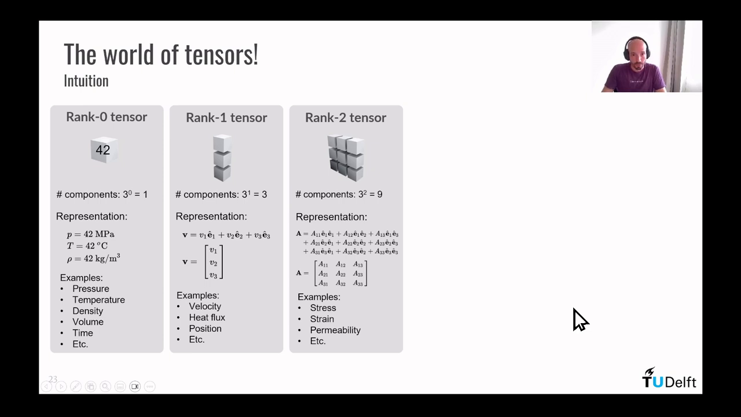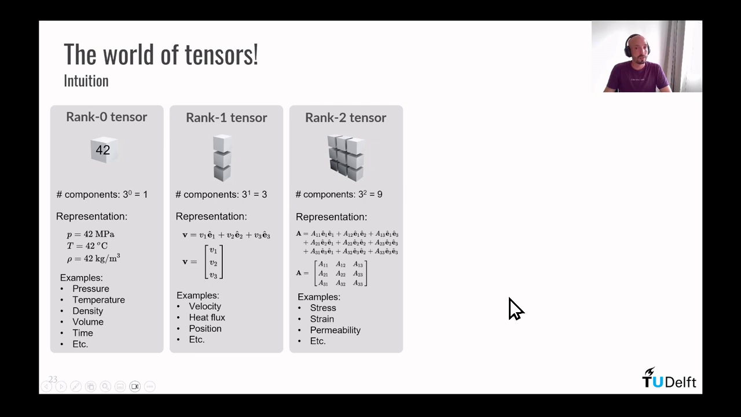And we can represent a rank 2 tensor like this. So for example, we have A11 in the direction E hat 1, E hat 1. Then we have another component in the direction E hat 1, E hat 2. And then we have another component in the direction E hat 1, E hat 3, and so on.